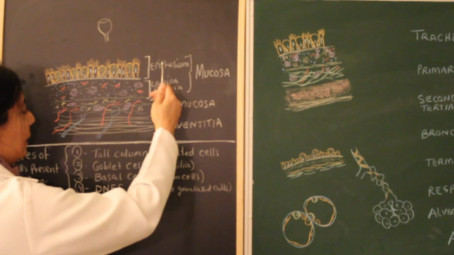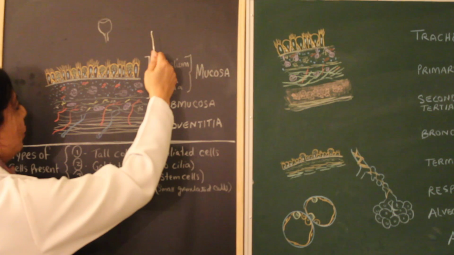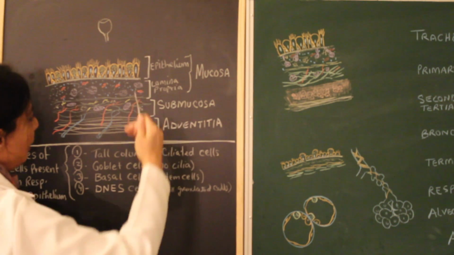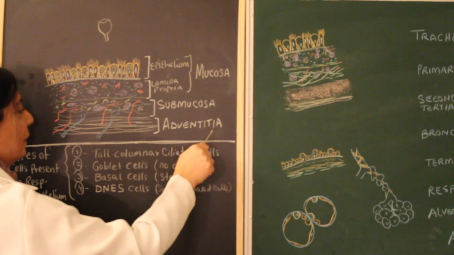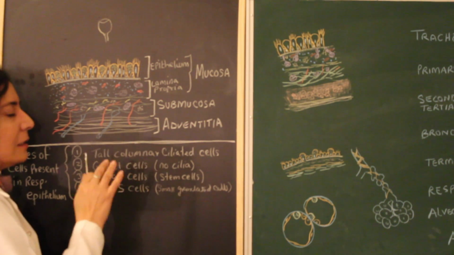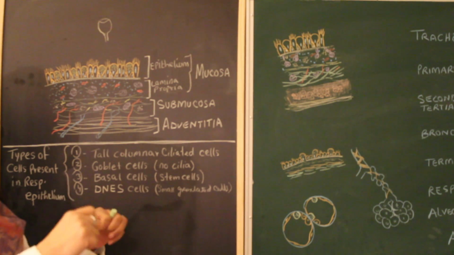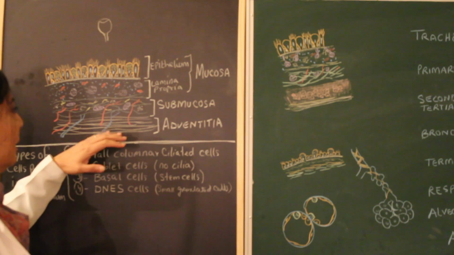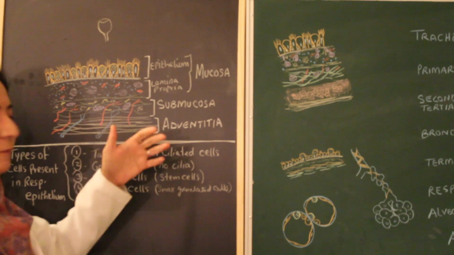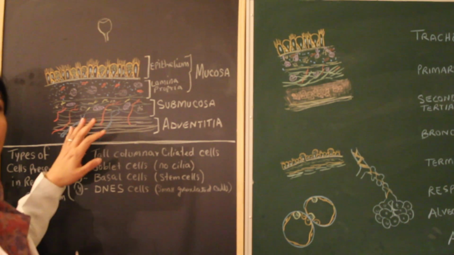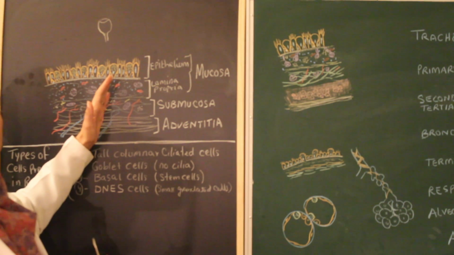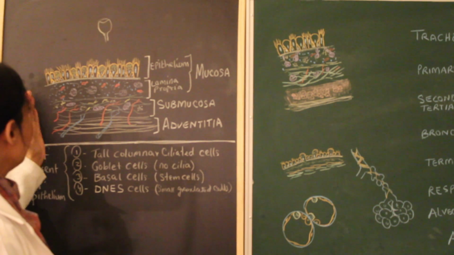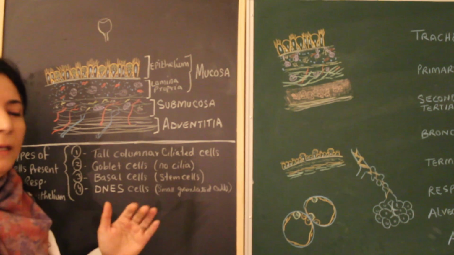Then if we come out, this was the innermost layer, the mucosa, then in between is the submucosa, and the outermost layer is known as adventitia. Adventitia in general everywhere is composed of thick collagenous fibers, the connective tissue fibers. Here also it has a huge collection of connective tissue fibers, and the blood vessels approach the lumen through the adventitia. This is a general plan, the microscopic plan of the respiratory lining.